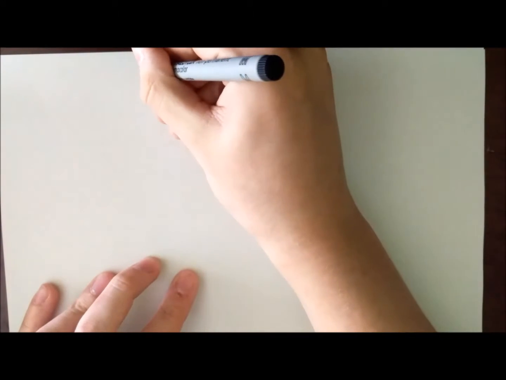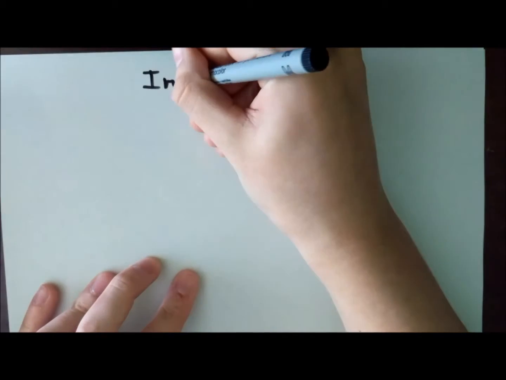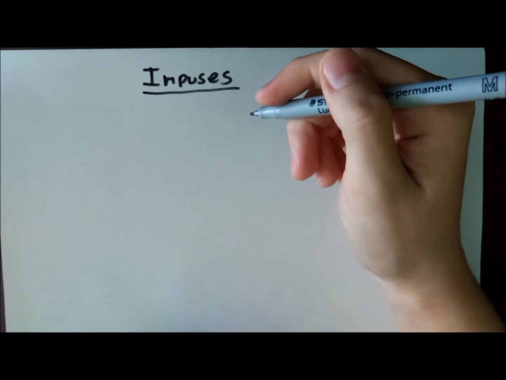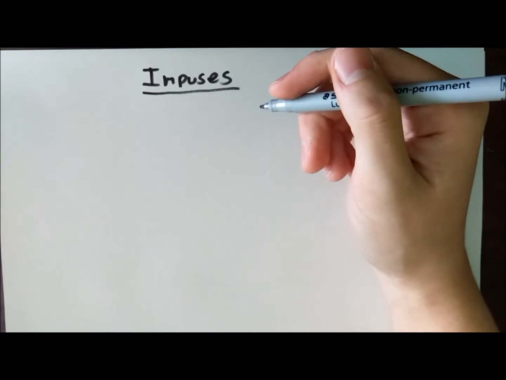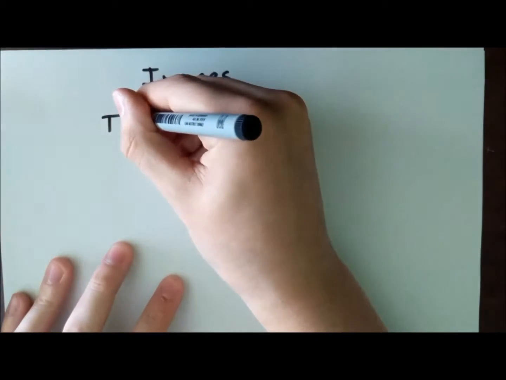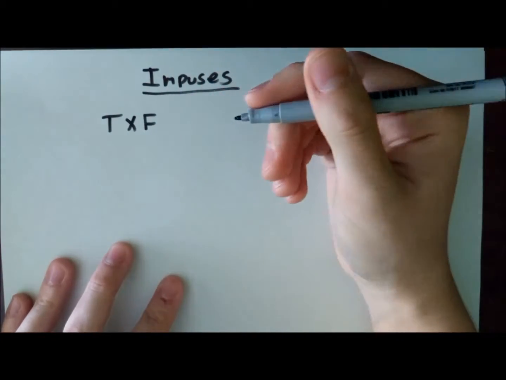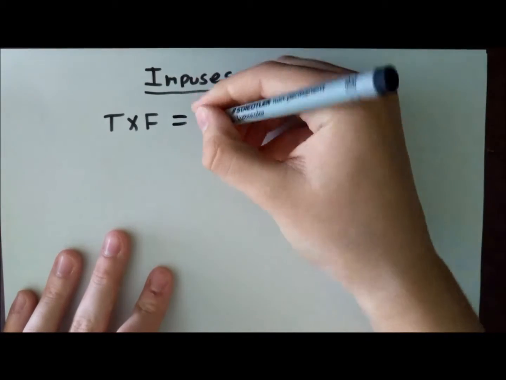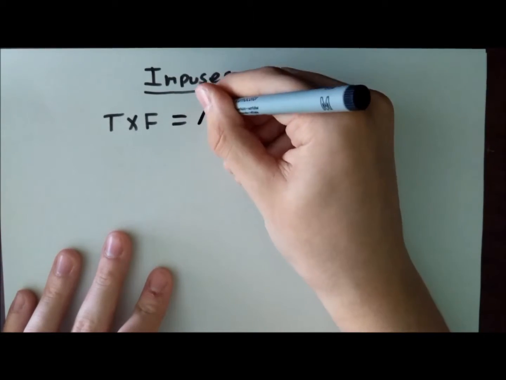Now, let's move on to impulses. They're very similar to momentum. What we have with an impulse is the time taken multiplied by the force. Now this happens to also be equal to the momentum, or change in momentum.